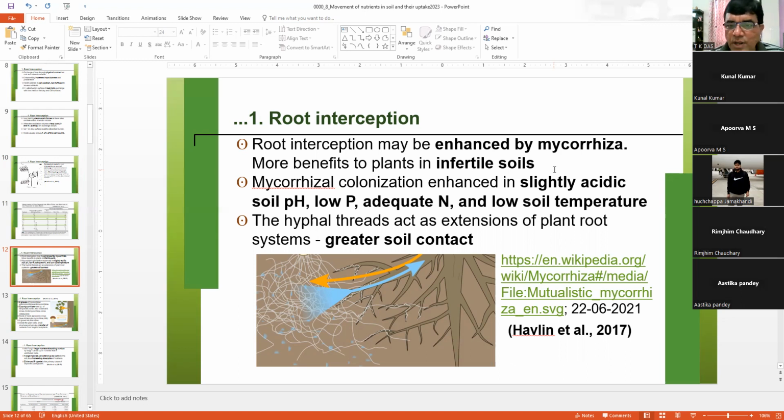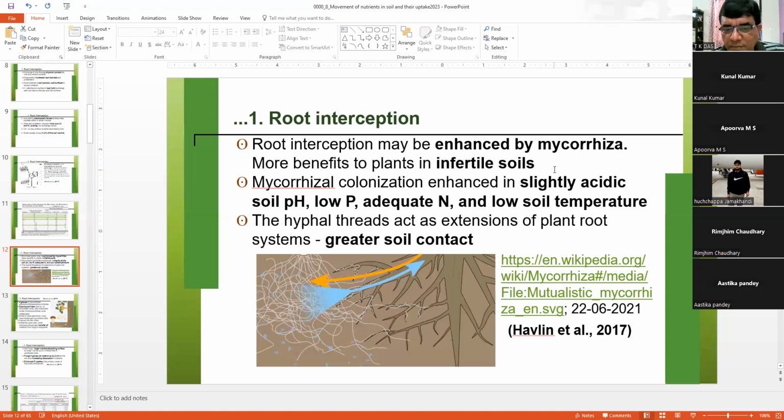So mycorrhizal colonization is enhanced in slightly acidic soil pH. They are more active when soil pH is acidic, with low phosphorus, adequate nitrogen, and low soil temperature. So these are the ideal conditions for the growth of mycorrhiza: slightly acidic pH, low phosphorus, adequate nitrogen, and low soil temperature. The hyphal threads act as an extension of the plant root system, giving greater soil contact.